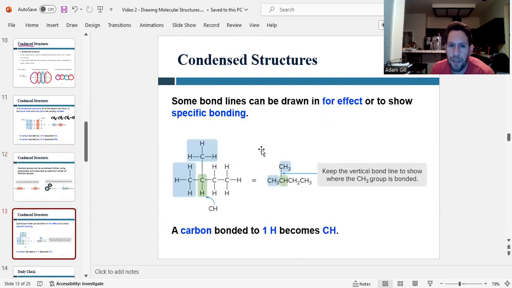Now, sometimes you can include a bond and not show the others if you want to be specific. So in this example here, if you wanted to specify that this CH3 group right here is branching off the side, you could show that by leaving that bond drawn. Totally acceptable. You don't have to, but you could if you want to. It's up to you. Depends on the circumstance. And this CH right here, because he's only connected to one hydrogen, he just condenses as the CH group.